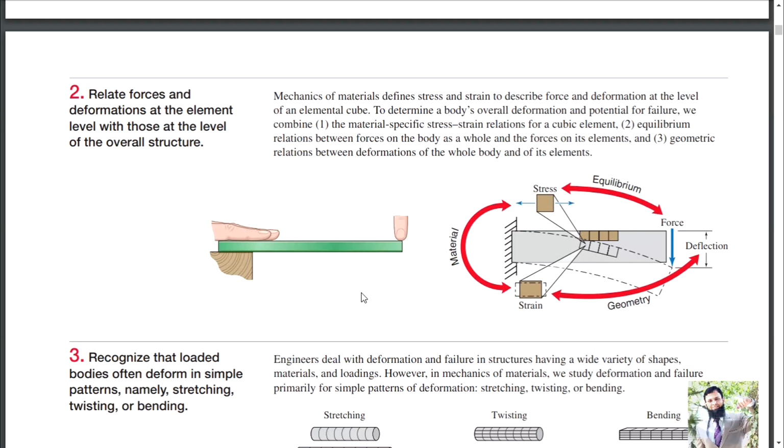Deformation is on geometry. Deflection is also on geometry. So what's the difference between deflection and deformation? Deformation is related to the shape. This is important. Remember it. Deformation is related to shape, and deflection is related to the distance. This is very important. You will study it rarely.